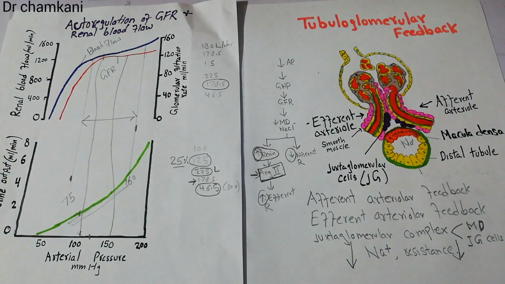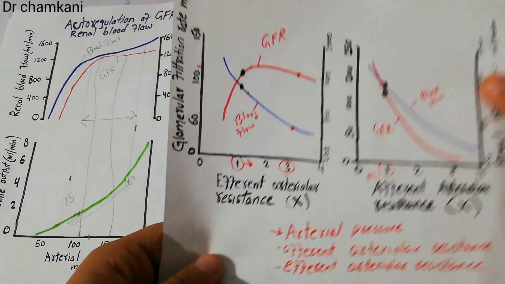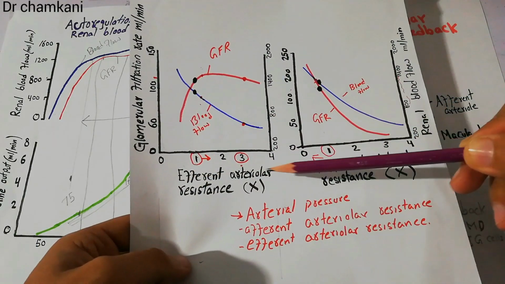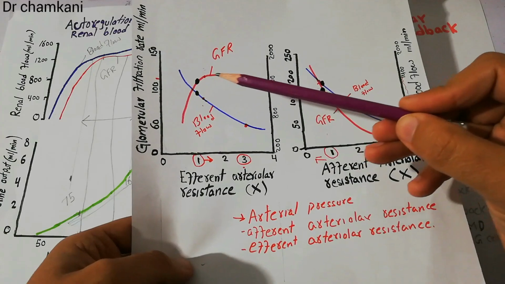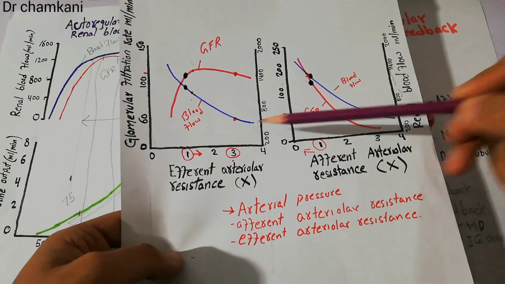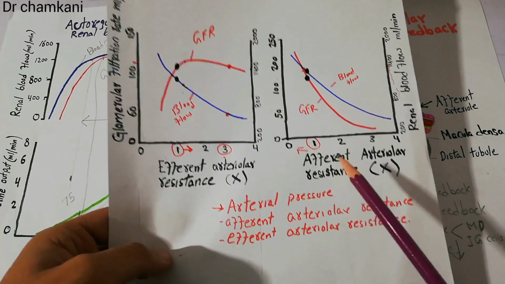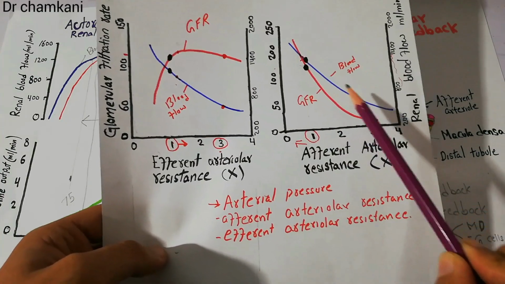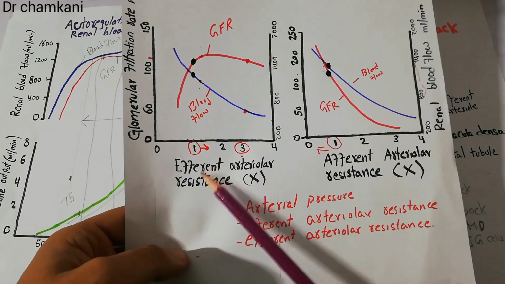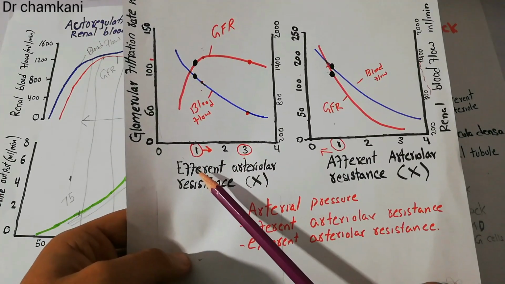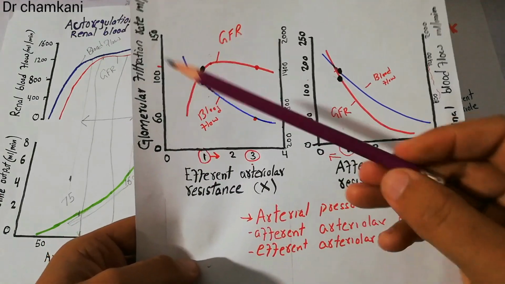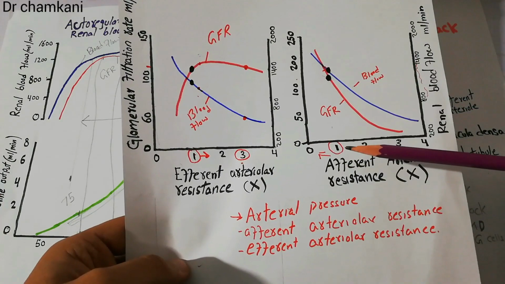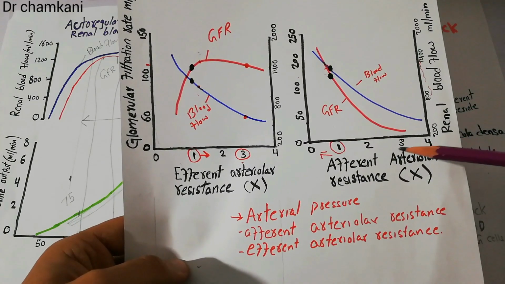Now, if you remember, or if you have watched our previous lectures, we discussed in detail that these curves show the efferent arteriolar resistance and the afferent arteriolar resistance. It is showing the GFR and the blood flow. So at both levels, when the afferent arteriolar resistance increases, the GFR decreases and the blood flow decreases. But when the resistance at the efferent arterioles increases, initially there is an increase in GFR.